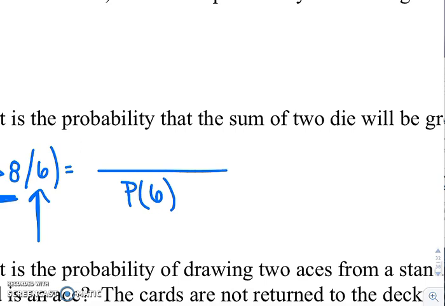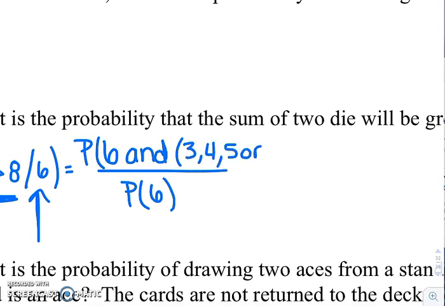let me write P, probability that you roll a 6 first and you get a number that gives you a sum greater than 8. So if you rolled a 6, what numbers would you need to get a sum greater than 8? So a sum of 9, 10, 11, or 12. So 6 plus 3, 4, 5, or 6. So the probability of a 6 and then a 3, 4, 5, or 6 on the second one.